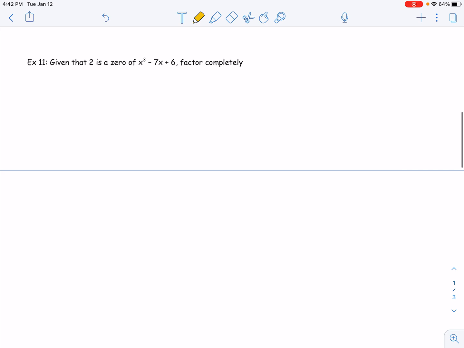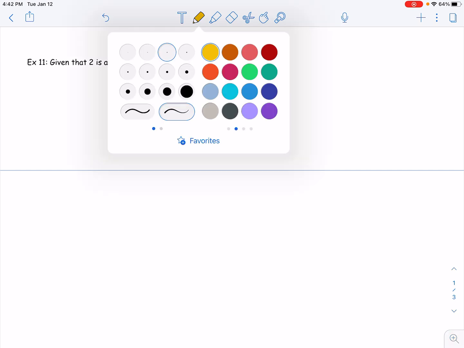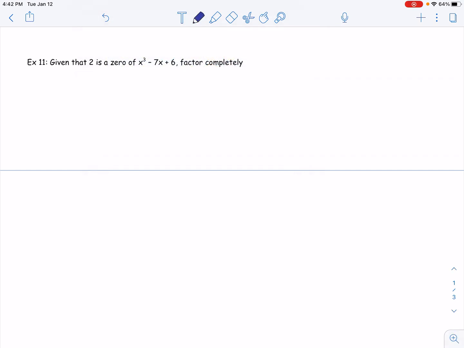Okay, last question. Given that 2 is a 0 of x cubed minus 7x plus 6, factor completely. Well, if we know that 2 is a 0, it is a root, it is a factor, then let's think back to our polynomial operations with division. If I know that 2 is a root, then that means a factor of this polynomial is x minus 2, because when I divided, I got a remainder of 0. So if I have x cubed minus 7x plus 6, and I know that x minus 2 is a factor, what is that going to leave me with?